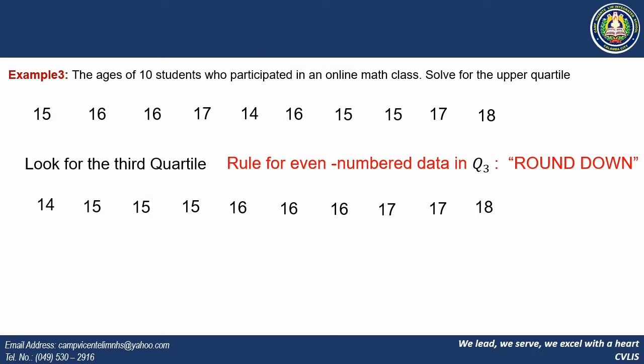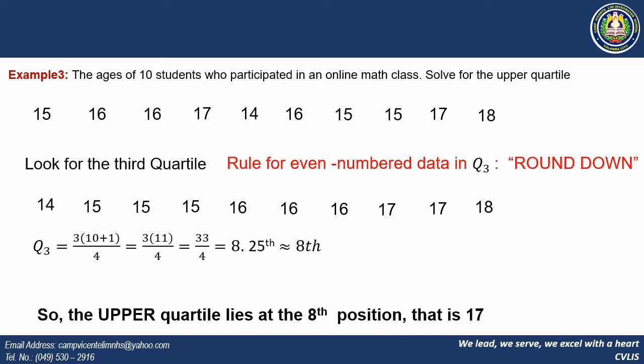Okay, let us look for the third quartile. So remember, once again, the rule for even numbered data in terms of the third quartile: you need to round down the computed value. Once again, using the formula, our k here is 3 and n is 10. So let us apply all the values in the equation. We have Q sub 3 is equal to 3 times the quantity of 10 plus 1 all over 4. That is equal to 3 times 11 all over 4, and also equal to 33 all over 4. That gives us a quotient of 8.25, or approximately 8. So the upper quartile lies at the 8th position, that is 17.